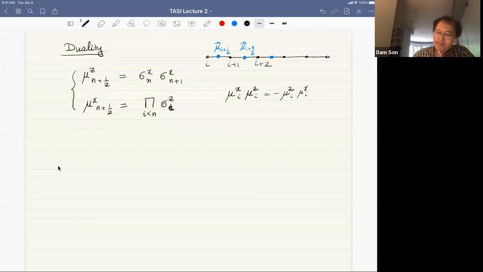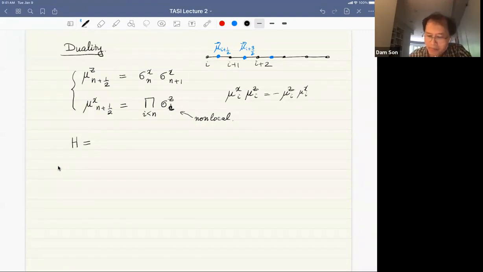It's an exact mapping, but one thing that we see here is that the map is non-local. That is, mu x, for example, is expressed in terms of the product of all the z components in the other representation, basically from one end of the sample to that point.